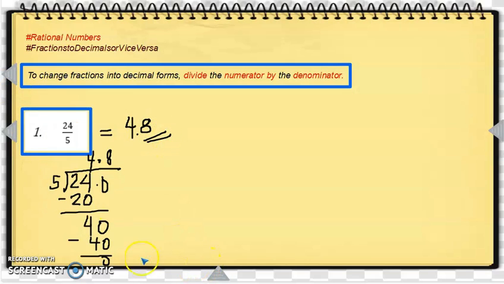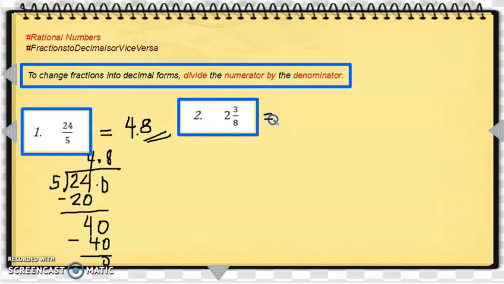Okay, let's move on to the next one. The next one is 2 and 3/8, which is an example of a mixed number. Take note, it is a mixed number. A mixed number is a combination of a whole number 2 and a fraction 3/8. We are going to convert this into a decimal number. There's no need for you to convert this into an improper fraction. This will be fine already.